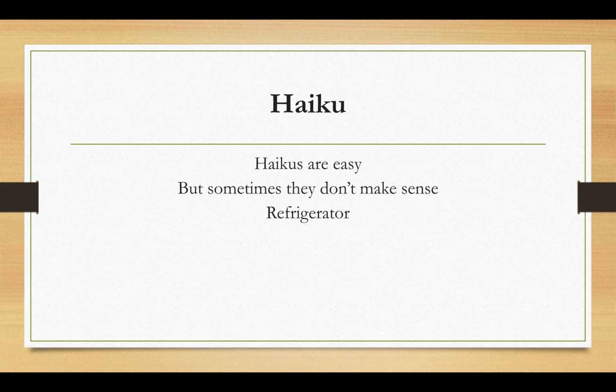So we went over this a little bit yesterday, but today we're just going to focus on haikus themselves. Haikus are easy, but sometimes they don't make sense. Refrigerator. If you count the syllables, haikus are easy, 5 in the first line, but sometimes they don't make sense, 7 in the second line, and then refrigerator is 5. So our lines go 5, 7, 5, and those are the syllables that you're going to count.